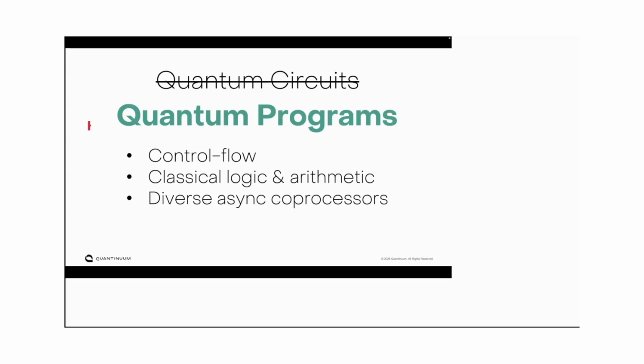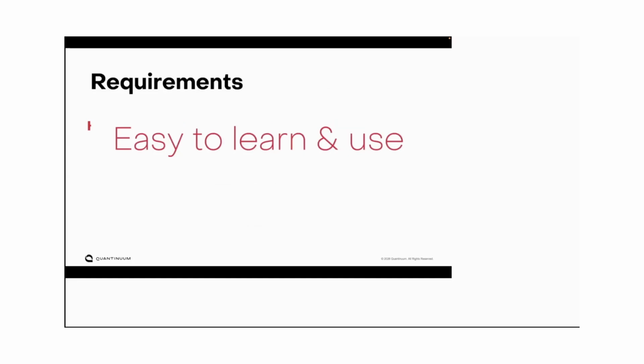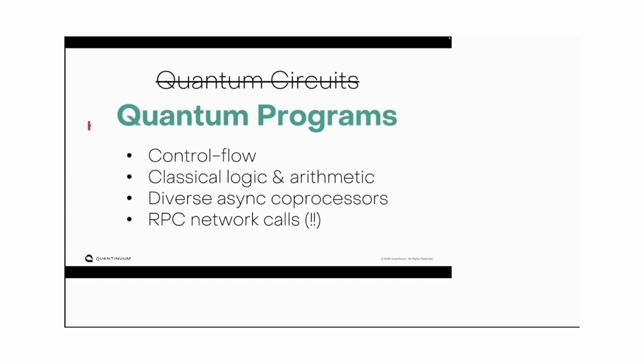For example, we've been working on calling out to a GPU to do error correction decoding in real time. Or maybe even more crazy stuff, like talking to another server on the network while my qubits are coherent. That's crazy, but we've actually demonstrated this. I can tell you more about this later. So there's a lot of classical things we can do. We want to build a language that does this because our latest device has all of these capabilities.